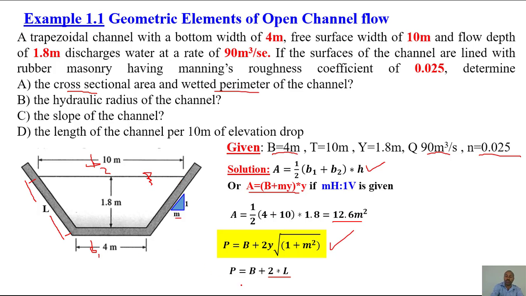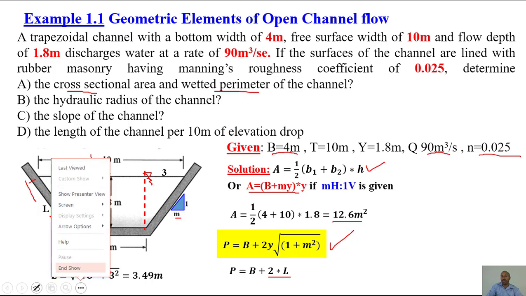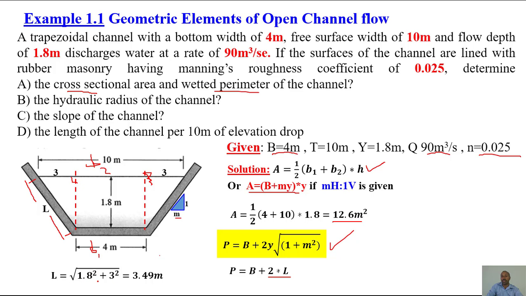So just let me draw. Then you can just put the dimensions, 3 meter. Then you have 1.8 here. This is where you can apply the Pythagoras theorem. So L will be square root of 1.8 square plus 3 square. So you get 3.49 meter. So this is the slant length. So you can apply this formula, or you have to calculate M, the side slope, you can compute.